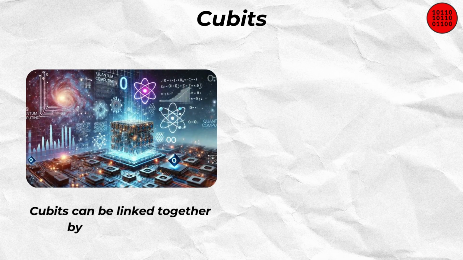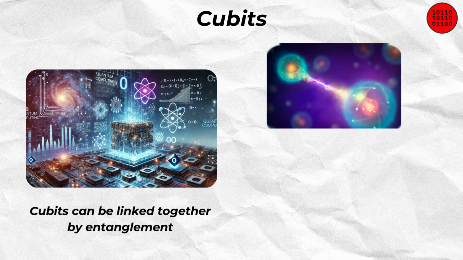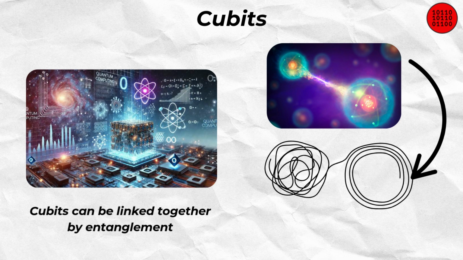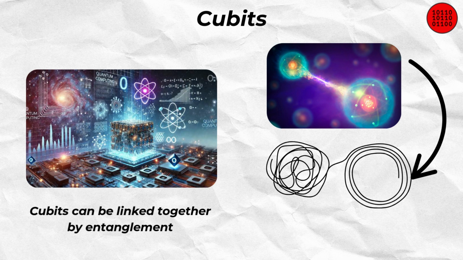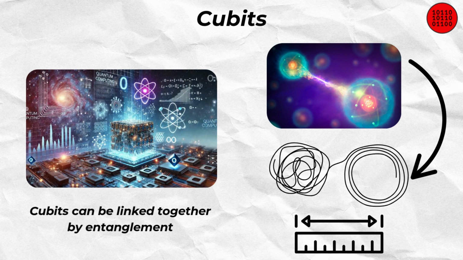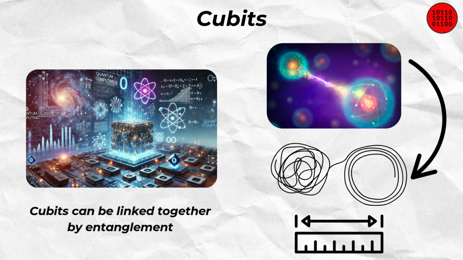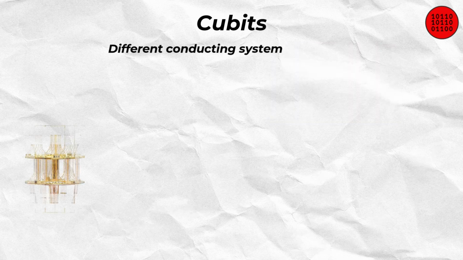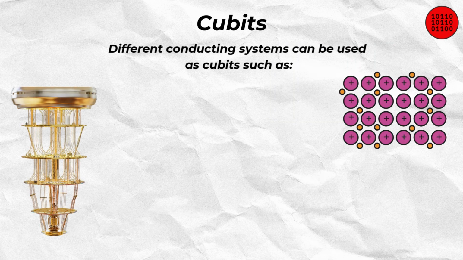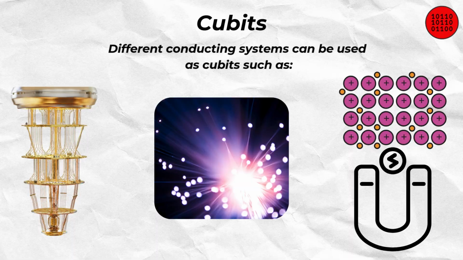Qubits can also be linked together through a property called entanglement. When qubits are entangled, their fates are intertwined, no matter how far apart they are. Measuring the state of one entangled qubit instantly influences the state of the other. This interconnectedness allows quantum computers to perform many calculations at once. Different physical systems can be used as qubits, such as trapped ions, superconducting circuits, or photons.